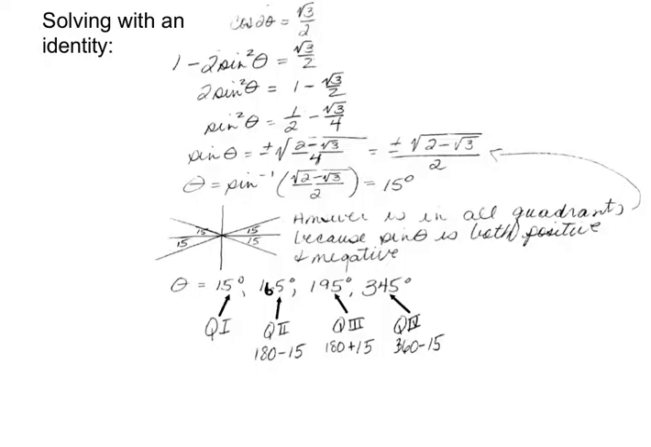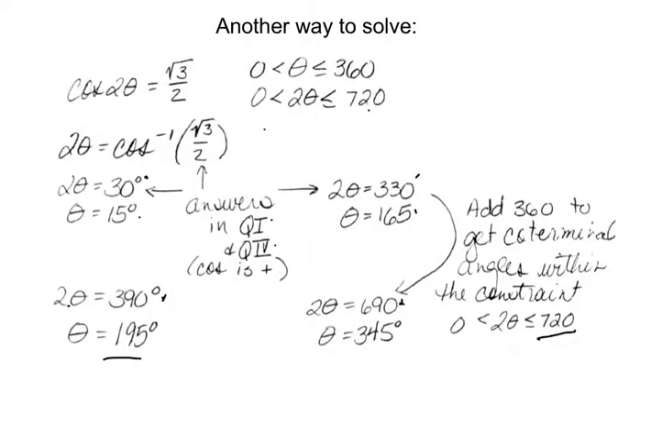Now, today we're going to solve this kind of problem in a slightly different way. So, here's another way to solve it. Same exact equation, but this time I'm realizing that an angle whose cosine is square root of 3 over 2 is 30 degrees. So, I know that 2 theta is 30 degrees.